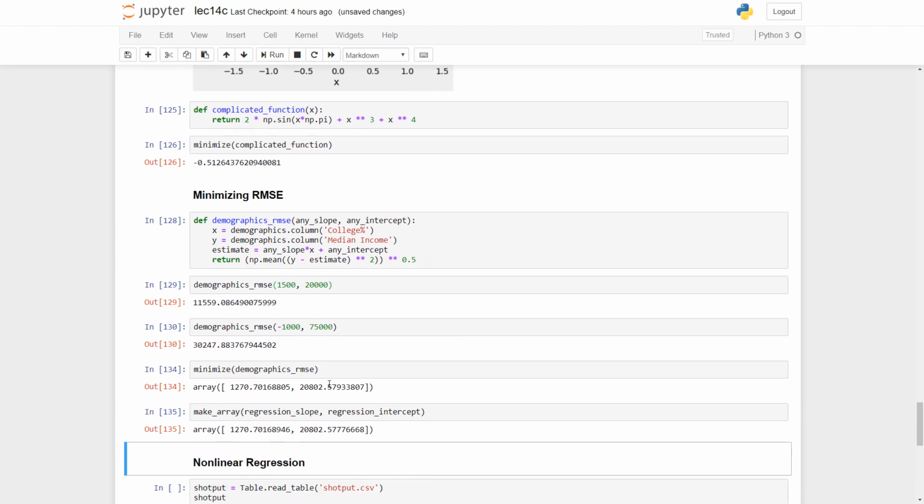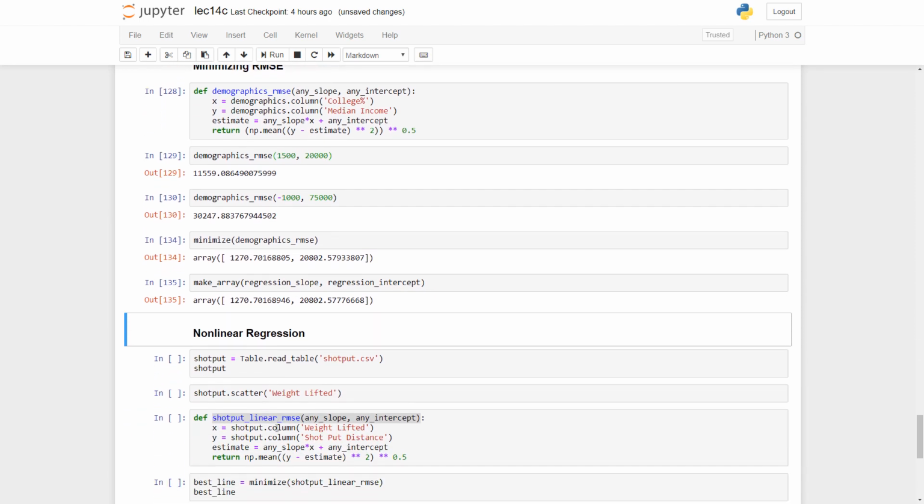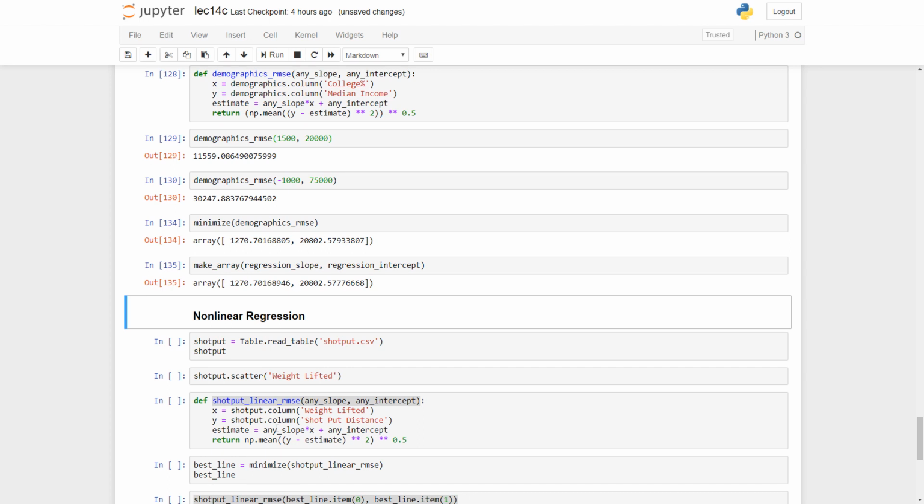So these are the values, the slope and the intercept from the minimize function, and these are the slope and the intercept from the regression equation that we used earlier. You will see that they are very similar. They are not exactly the same, but they are very similar to each other, which means that the regression line again is the best line, which means that it is the one that minimizes the root mean square error. Now we will switch to another example, which is nonlinear regression.